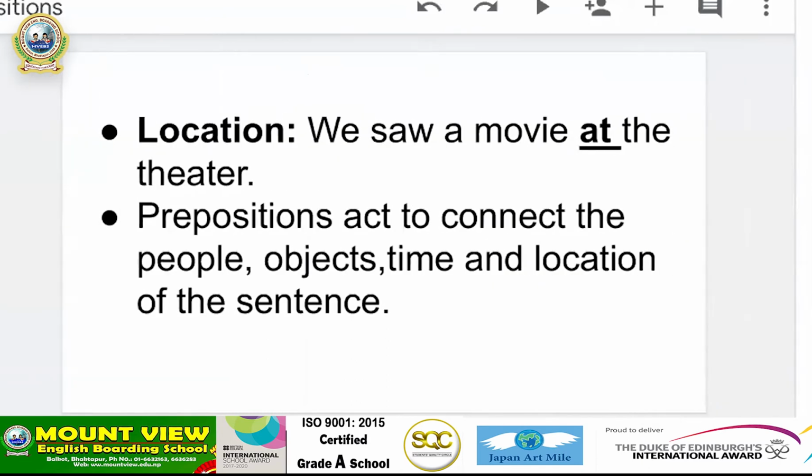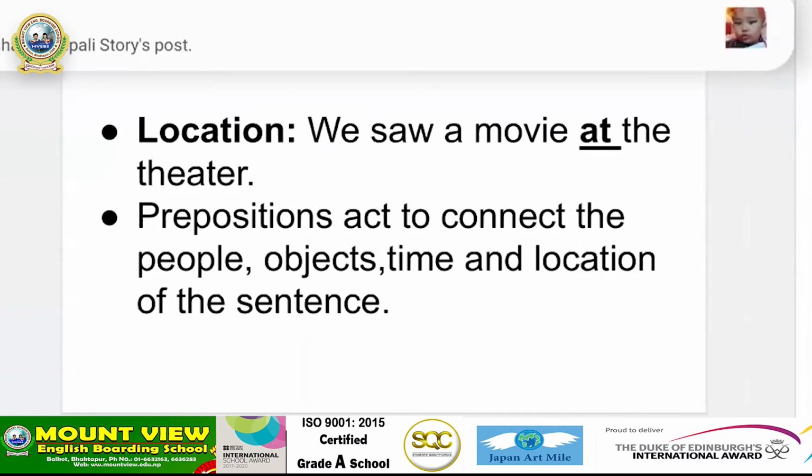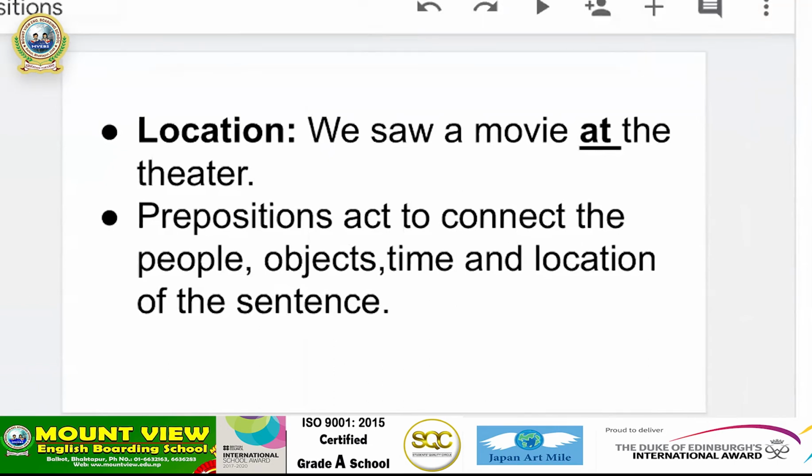And just now I told you here "on": the book is on the table. Or you can say, you have to submit the homework on Sunday. This is also correct. So just now I told you that there is no fixed rule to use the preposition. You have to use it according to the sentence structure and meaning of the sentence. The preposition acts to connect the people, objects, time, and location of the sentence.